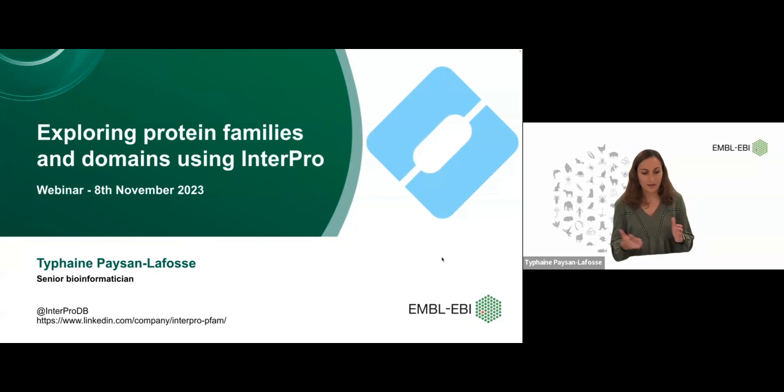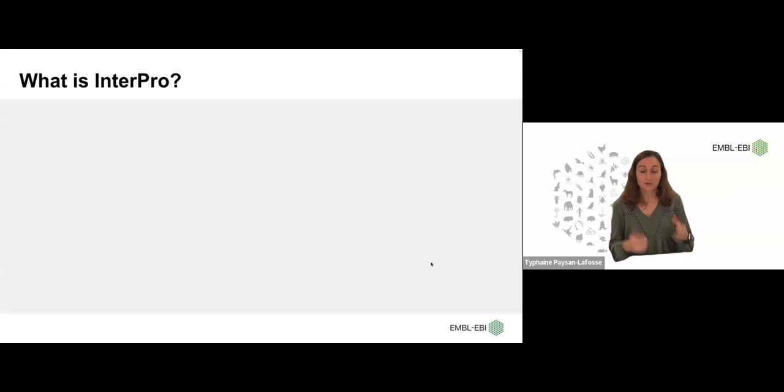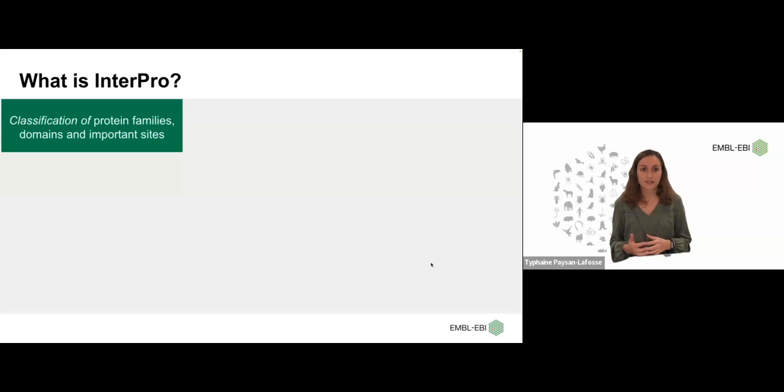So today I am going to focus on InterPro and how you can explore protein families and domains using InterPro. But first, let's define what is InterPro, what does it do, why it is useful. So InterPro is a resource that classifies protein families, protein domains, and important sites together.